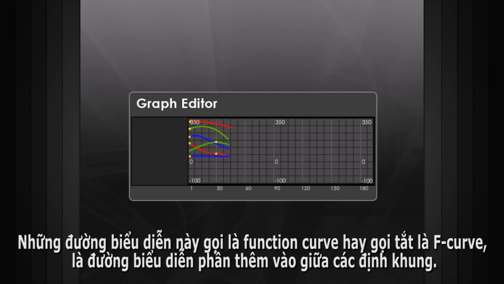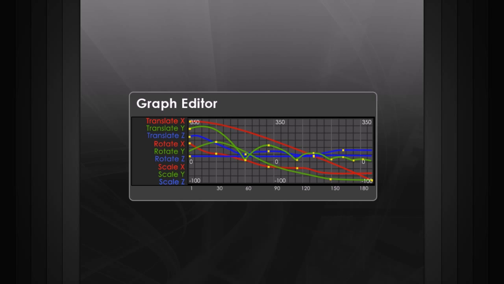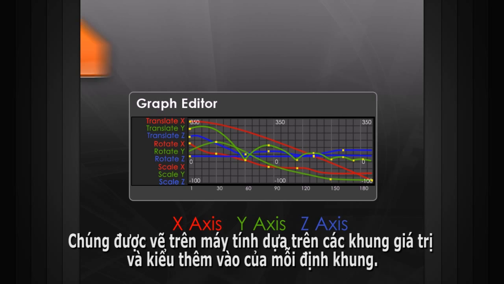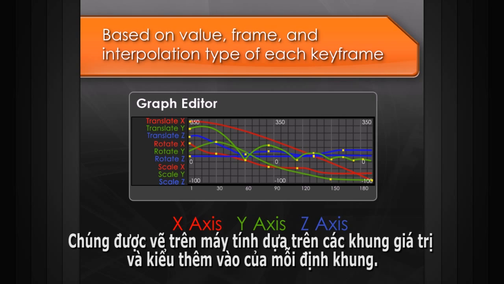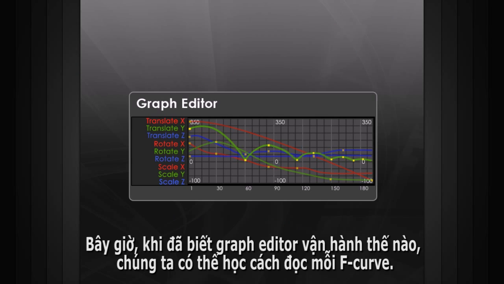These curves, called the function curves or F curves, are a visual representation of the interpolation between the keyframes, and are color-coded just like the axes. They are drawn by the computer based on the value, frame, and interpolation type of each keyframe. Now that we know how the graph editor works, we can learn how to read each F curve.